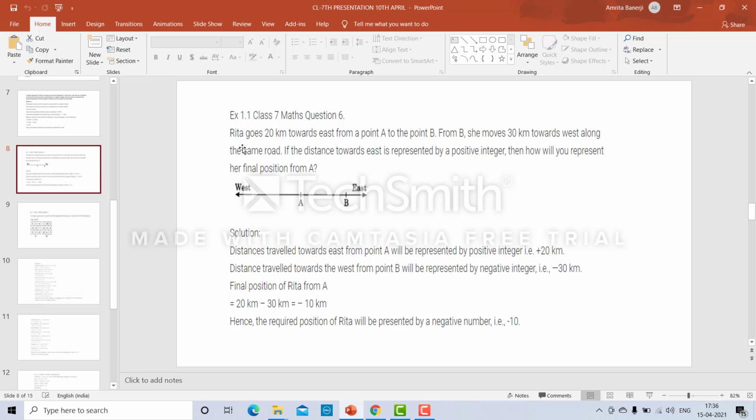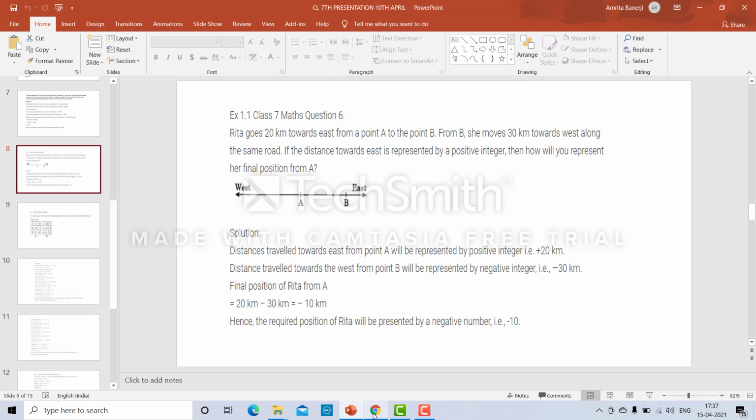It is said that Rita goes 20 kilometers towards the east. So, children, Rita is going towards the east direction from point A to B. Now from B she moves 30 kilometers along the west along the same road. If the distance towards the east is represented by a positive integer, how will you represent her final position from A? So children, this is your question.